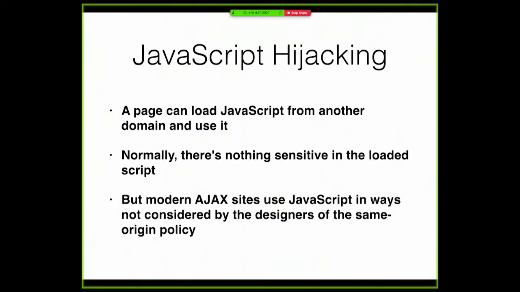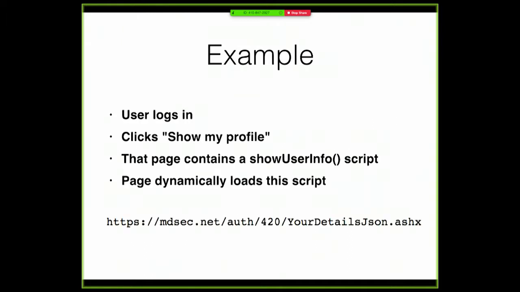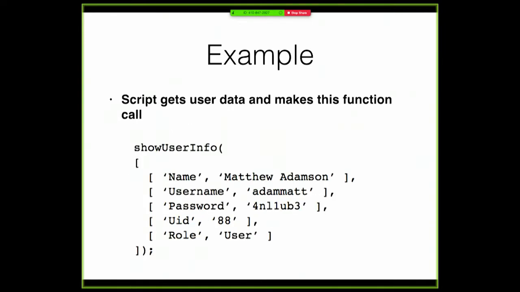Then there's JavaScript hijacking. We touched on this earlier. You typically have pages that load JavaScript from an external file, CSS from an external file, and then render your page. So that's fine, but Ajax uses these little requests going up to the server, loading a little bit of code at a time. And the problem is, so you do something like this. You click Show My Profile. I don't anymore redirect to a page called profile.html that contains your profile. Instead, I dynamically load this script. It loads something called Your Details JSON from the server, and that makes this function call, show user info with all this information.